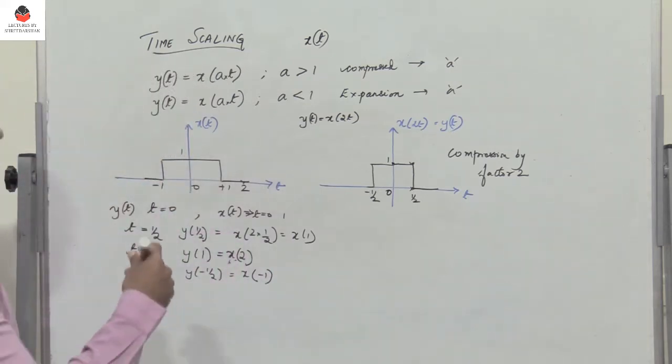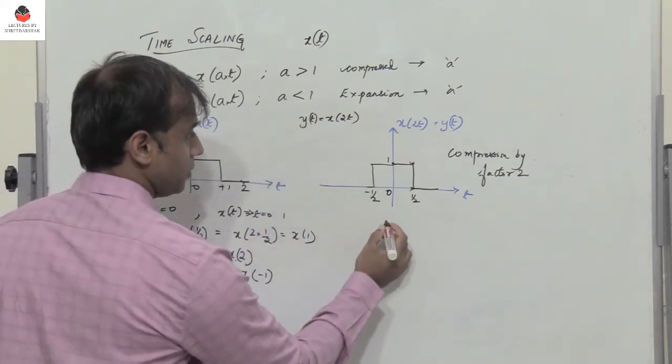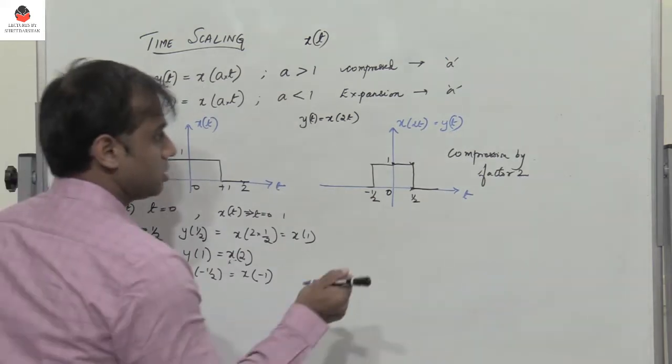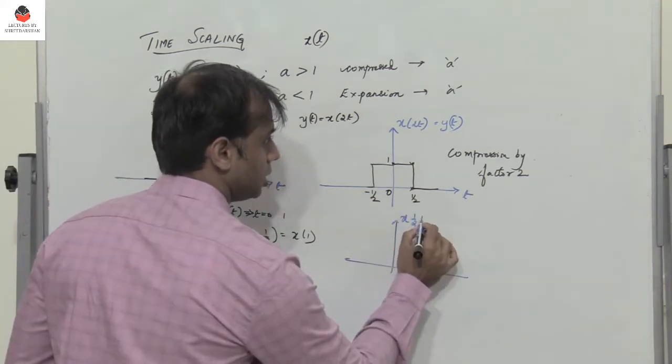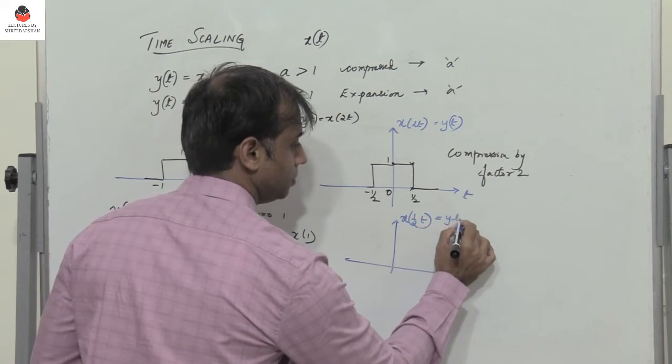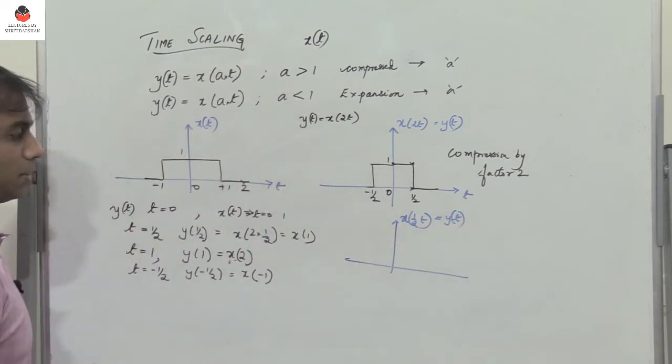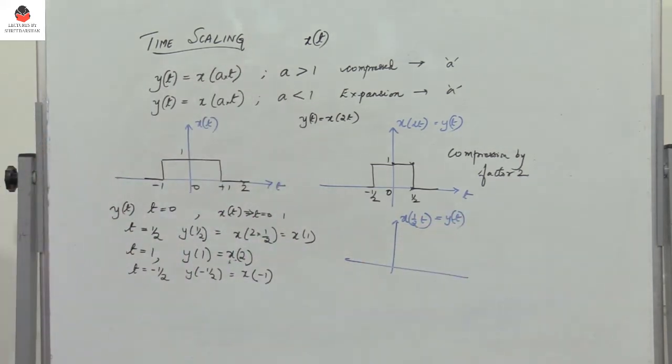Now what happens if a is less than 1, say half? So if I consider x of 1 by 2 t, which is equal to y of t, then what happens? The signal gets expanded by a factor 2.